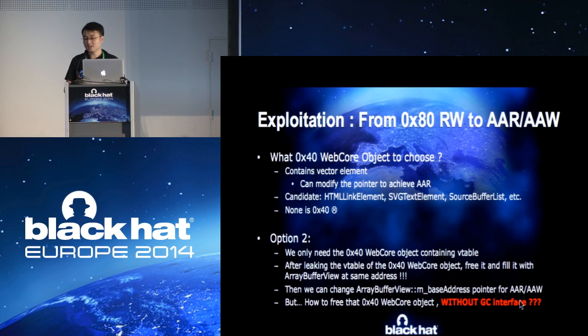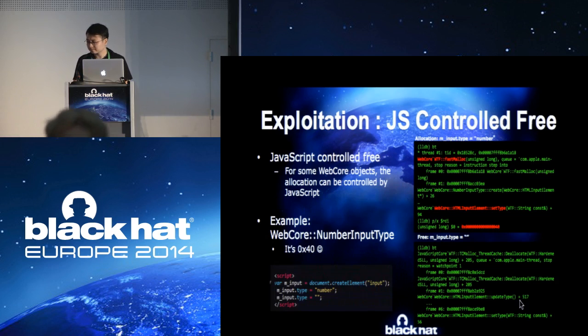So we have option 2, where we put this into two phases. One is to put an object just having a vtable into that memory, and then try to free it. And after we free it, we can put in another object meeting our needs. For example, we can put an array buffer view into that memory, so that we can achieve AAR and AAW.